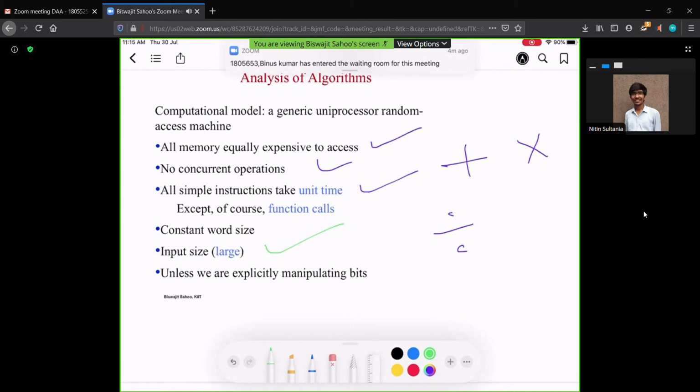How do I say the size of the graph? How do I say the size of the array? Yes, the size of the graph.